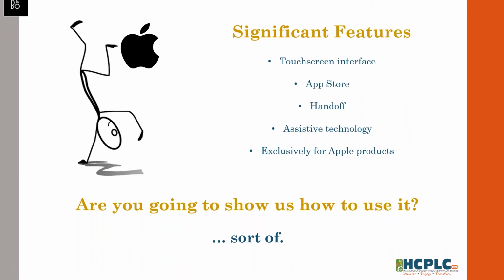Now, significant features of iOS. I tried to have my little stick dude here kicking the apple. Hopefully I succeeded in that. But these are the significant features that make iOS and the iPhone and the mobile devices stick out. The biggest one is the touchscreen interface. Of course, Steve Jobs and Apple did not invent the touchscreen. However, they really revolutionized the way that it's used. They really amped it up and made it into what we know today. The concepts of tapping and swiping kind of started with the iPhone.